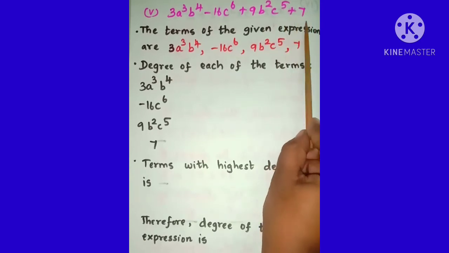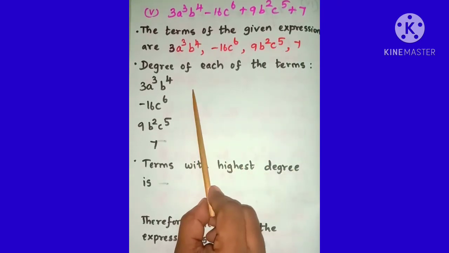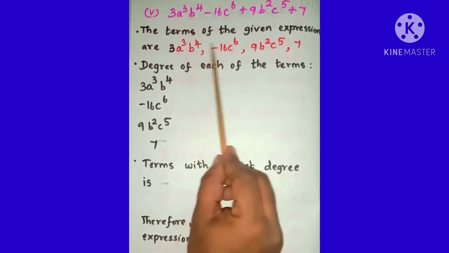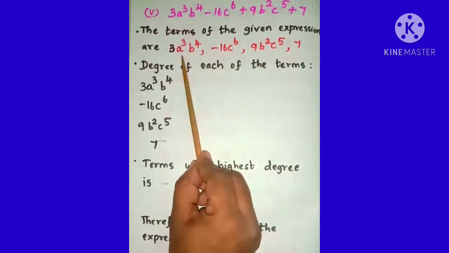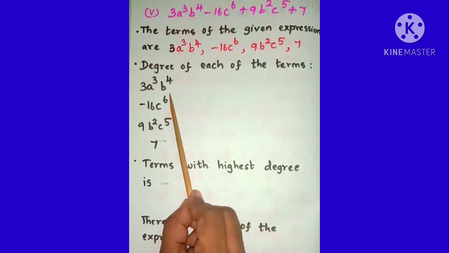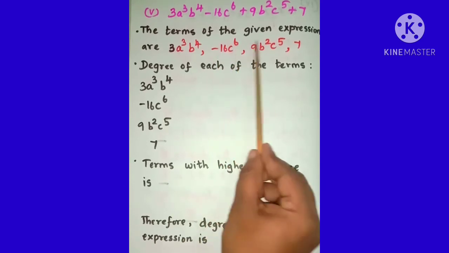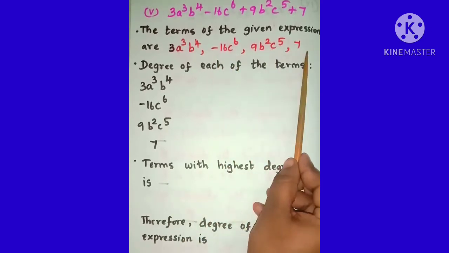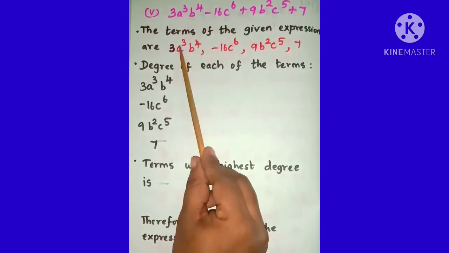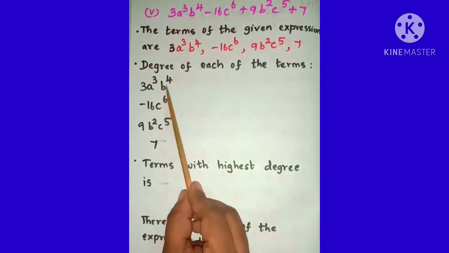The last term, which is a constant, is 7. And then as a second step, you have to find the degree of each term: the degree of 3a cube b power 4, and the degree of minus 16c power 6, and the degree of these two terms. So first let us find the degree of the first term, 3a cube b power 4.